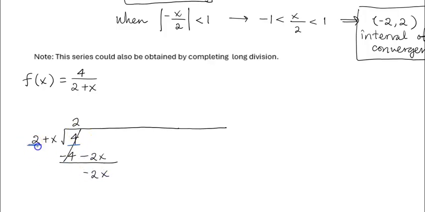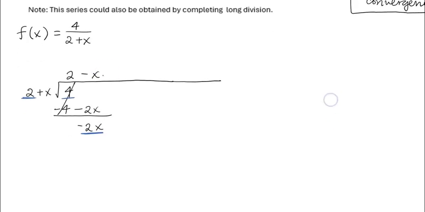What do I multiply 2 by to get negative 2x? I multiply it by negative x. I'm now going to multiply negative x times 2 is negative 2x. Negative x times x is negative x squared. And then we subtract, so this becomes positive and that becomes positive. This cancels. I now have an x squared at the bottom.